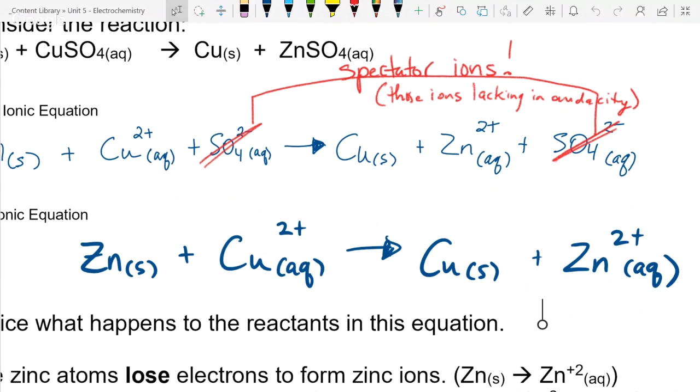Does that make sense? Now, why was zinc solid and it became aqueous? Well, because solid zinc has no charge, so it has no reason to be dissolved in water. Right? We know why things dissolve in water. It has to do with the polar nature of it. One half has a slightly positive charge, the other half has a slightly negative charge.